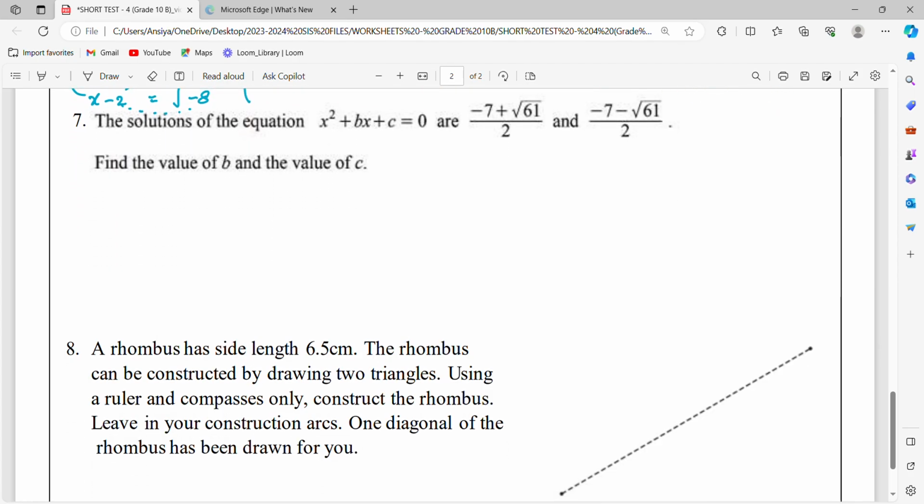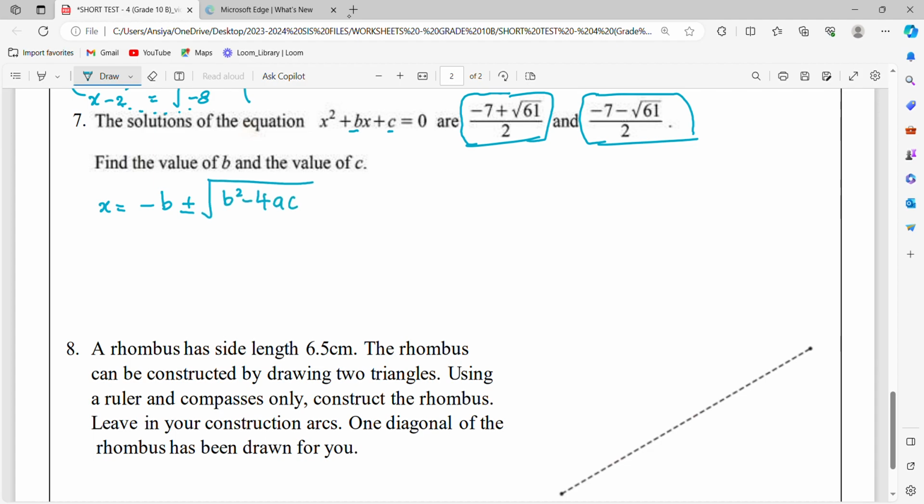Question number 7. The solutions of the equation x square plus bx plus c is equal to 0, that means a quadratic equation. The solutions are given. Solutions meaning the value of x. If these are the values, then what is b and what is c? I hope at least some of you, when you see this answer, what should come to your mind is the quadratic formula. What was the quadratic formula? x is equal to minus b plus or minus square root of b square minus 4ac divided by 2a, for a general quadratic equation ax square plus bx plus c is equal to 0.